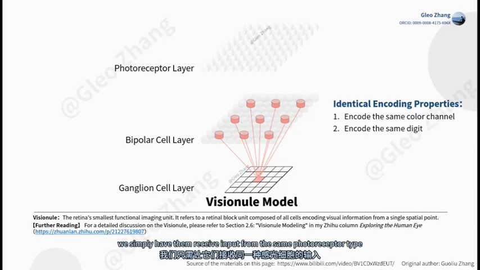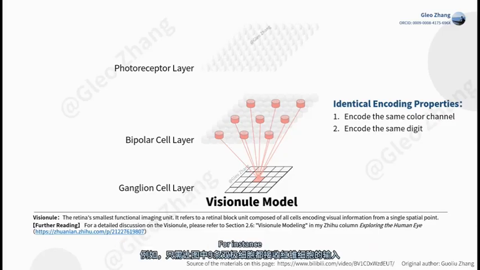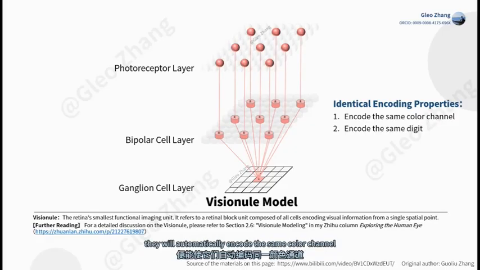We simply have them receive input from the same photoreceptor type. For instance, by having all 9 bipolar cells in the diagram receive input from red cone cells, they will automatically encode the same color channel. Then, how can we make 9 bipolar cells encode the same digit?